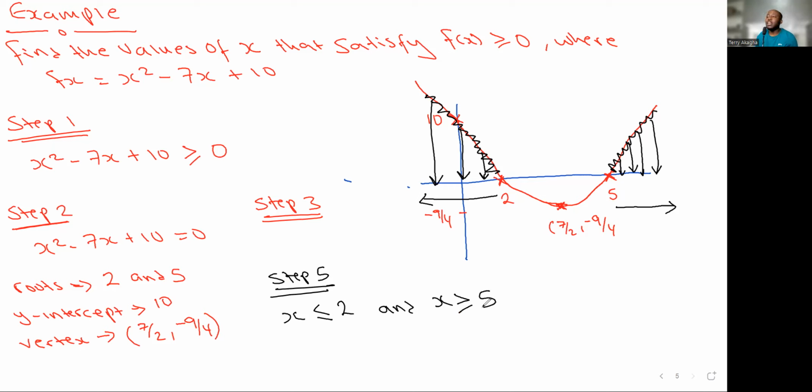But for instance, let's assume it was greater than. The answer now will also be x is less than 2 and x is greater than 5. So exactly the same thing. The exact inequalities are what you also repeat in the answer. Is that okay? All right.